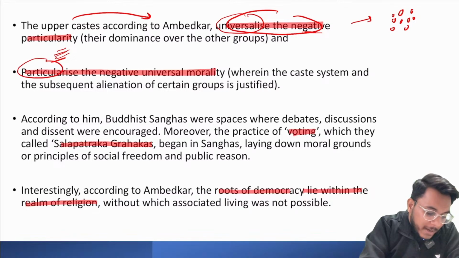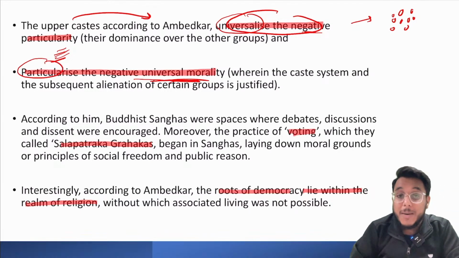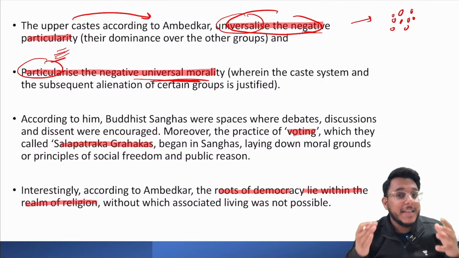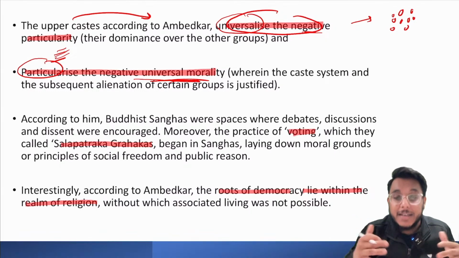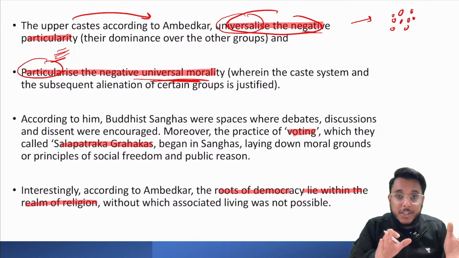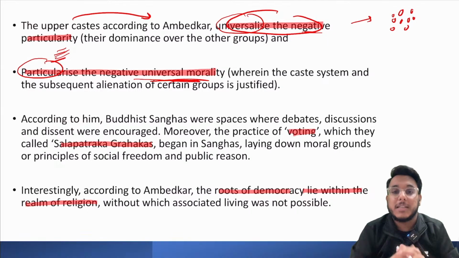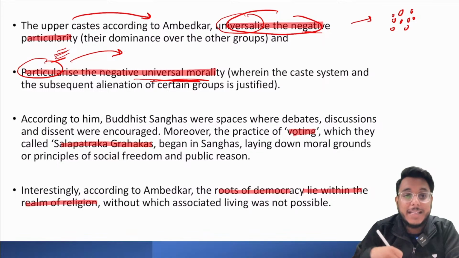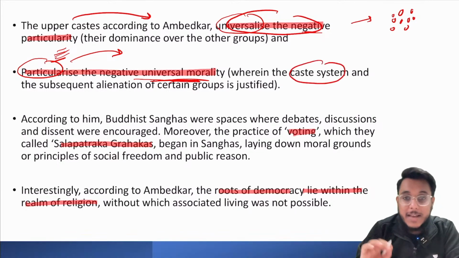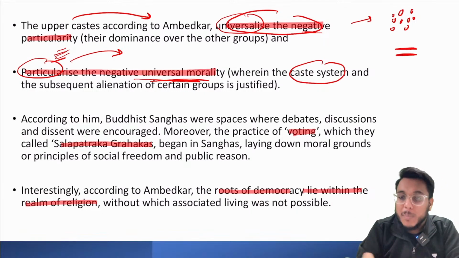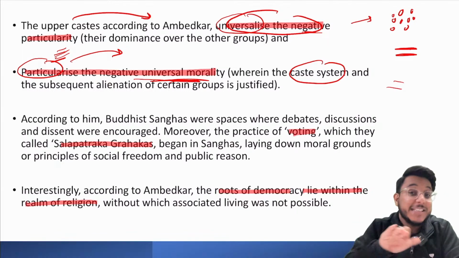Secondly, they particularize the negative universal morality. When we talk about morality, morality means what is just and what is right. Understanding right and wrong, just and unjust, correct and incorrect is to understand morality. Now, what they do is provide the idea that the caste system is justified, certain groups are superior, certain groups are more privileged. That is right, that is correct, that is not wrong, that is part of the moral order. They justify that.